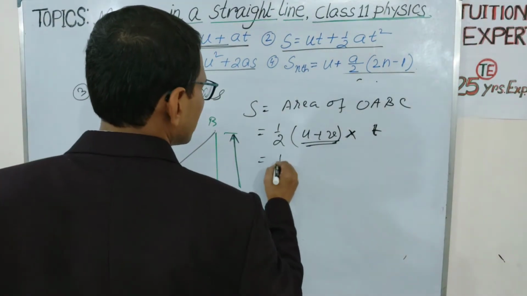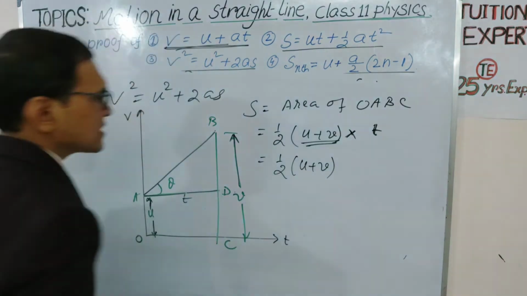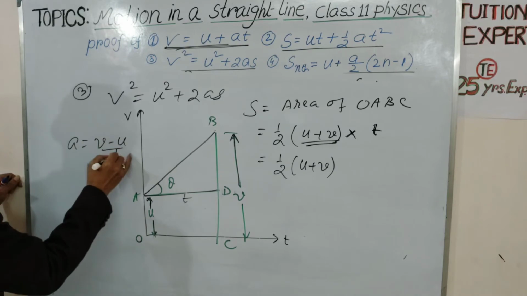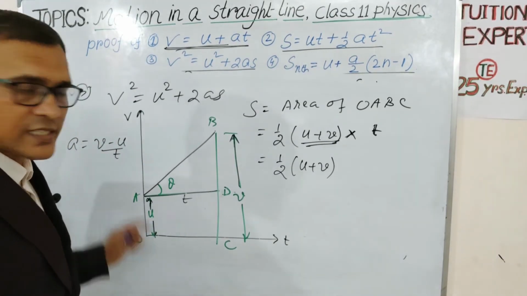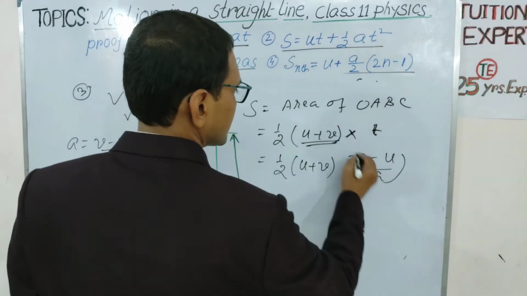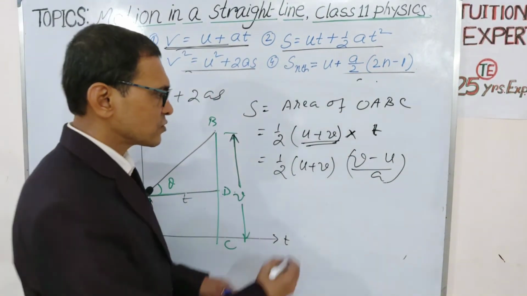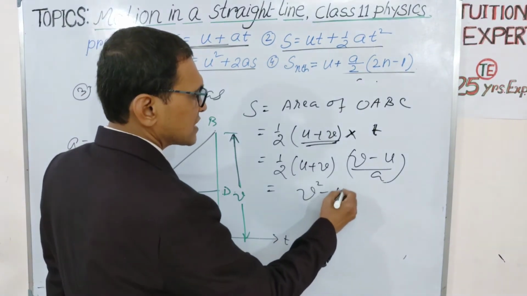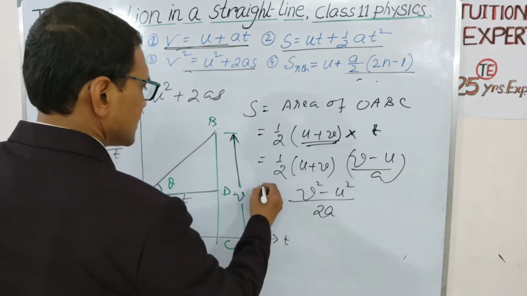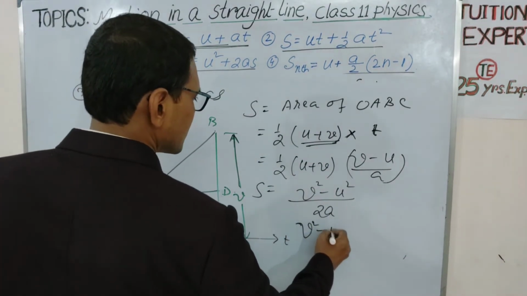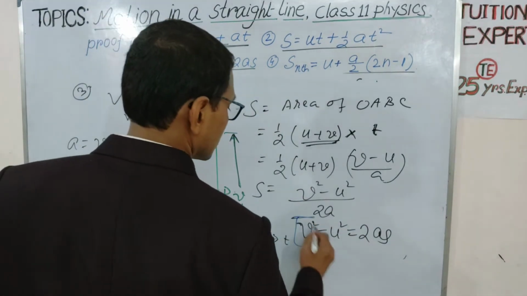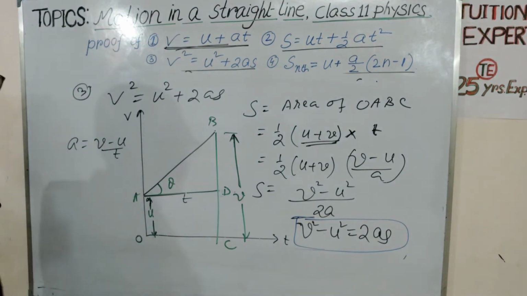So now, what is the time taken? t. We know a equals v minus u by t, that is t equals v minus u by a. So this is equal to v square minus u square by 2a. Okay, v square minus u square by 2a. So s equals v square minus u square by 2a. Yes, this is the proof.